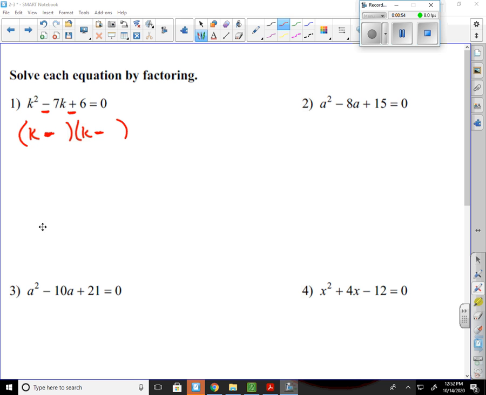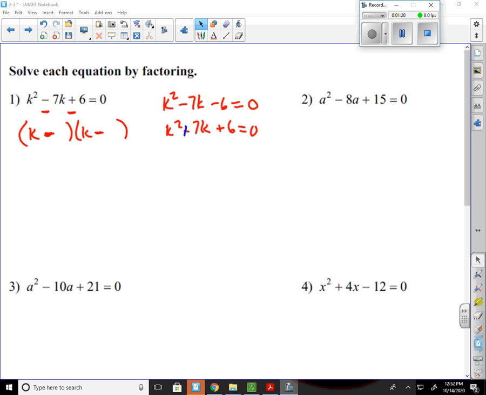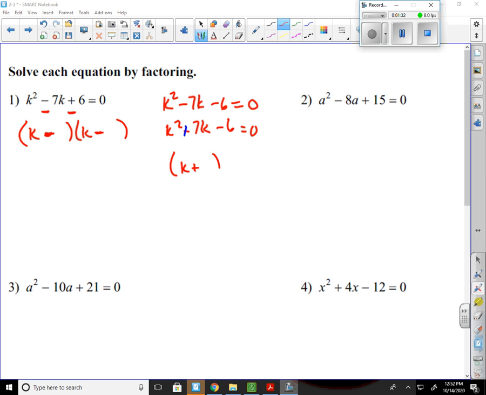But what if that was a negative at the end, say k squared minus 7k minus 6 equals 0, or k squared plus 7k minus 6 equals 0. Anytime it's a negative at the end, it tells us that one of our signs is going to be a plus and one is going to be a minus.